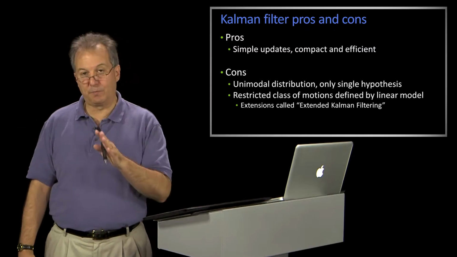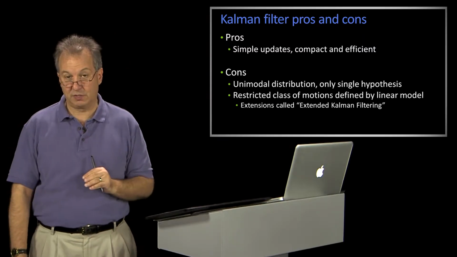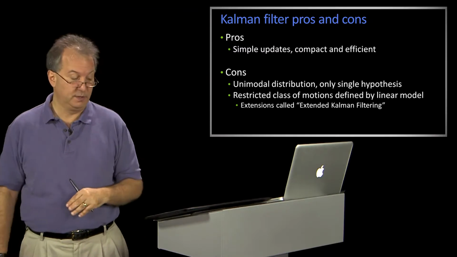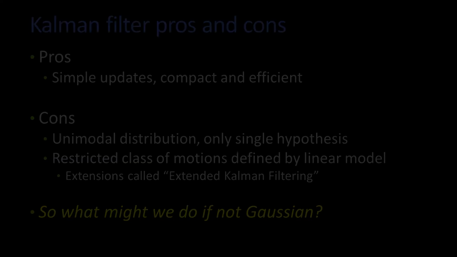A much bigger problem is it's got this nice unimodal distribution assumption. You're assuming the world really is a nice Gaussian of some uncertainty. And the question arises, what would you do if things are not a Gaussian? So what's an example of when you might need a non-Gaussian situation?